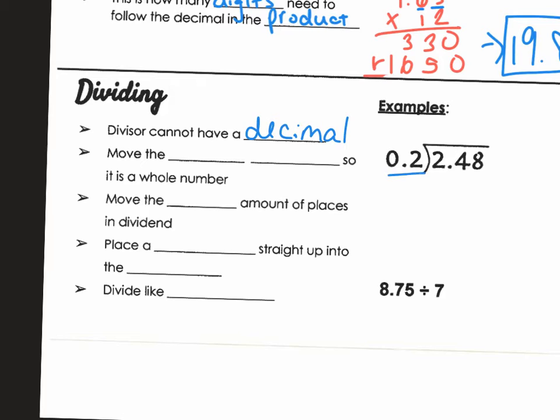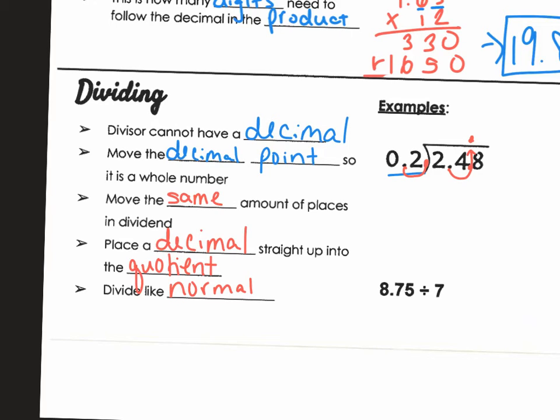So if you have one like this, we have to get rid of it. So we're going to move the decimal so it becomes a whole number. So that, in this case, I only need to move it one place to make that a whole number. Then you have to move the same amount of places for the dividend. So if I moved one place on the outside, I have to move one place on the inside. Okay, then I'm going to place a decimal straight up into the quotient. So this decimal goes straight up to the quotient, and then divide like normal.